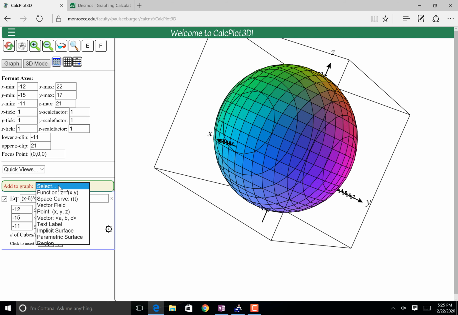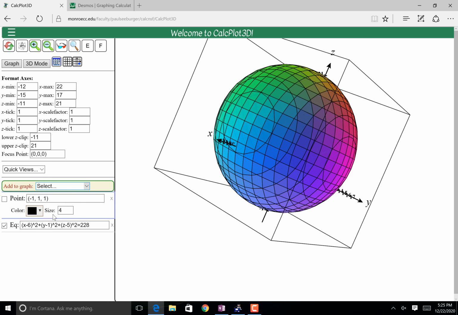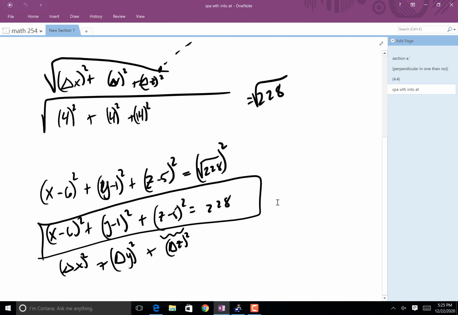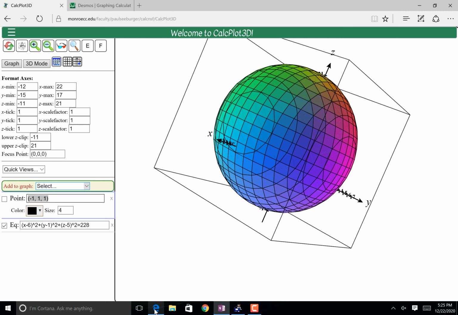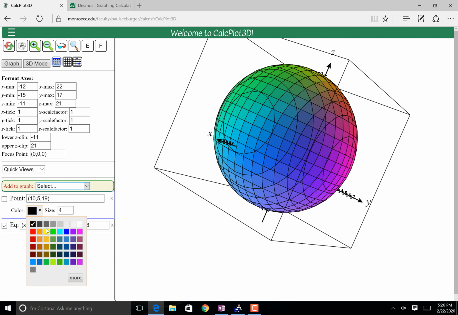And then you come in here and you go, let's add a point. Can we put a point on there, Jay? I'd love to. What point do you want to put on there? I want to put on 10, 5, 19. I like to make my points a little more garish, so they stand out like a sore thumb, so I can find them. I don't like to have to go searching around for my points. When I scroll around, oh, there it is right there.